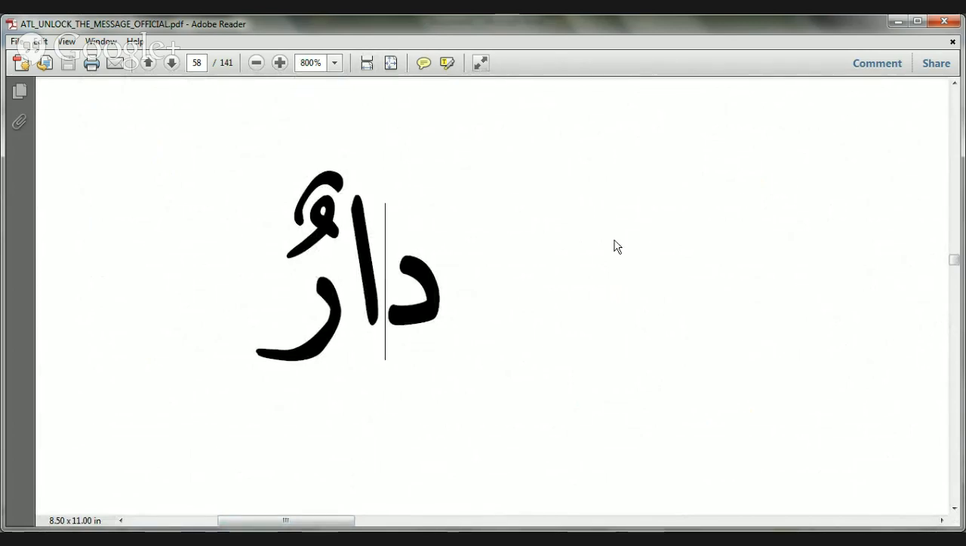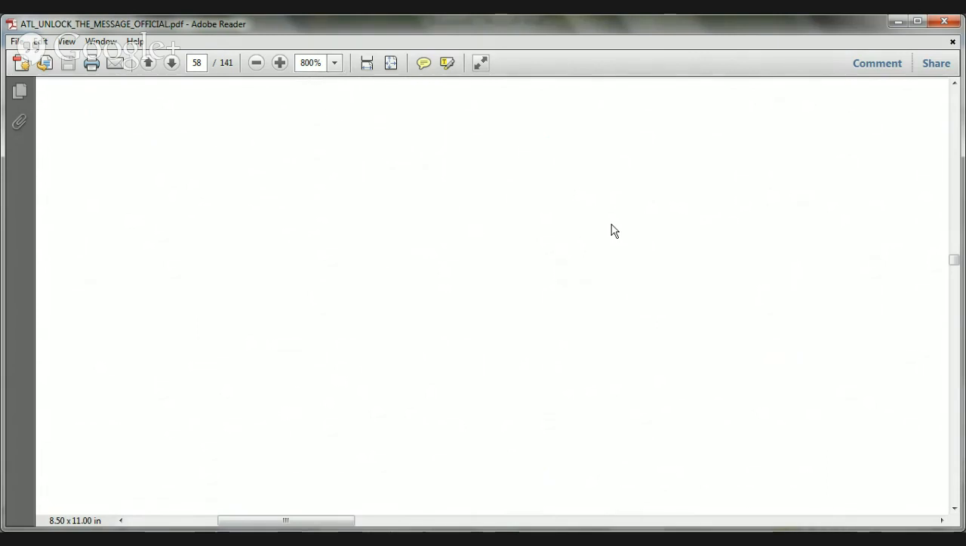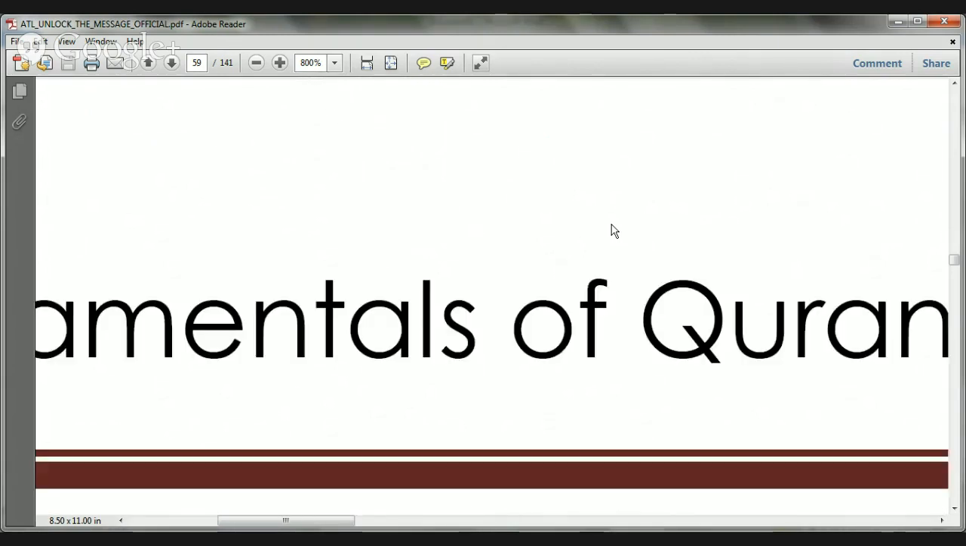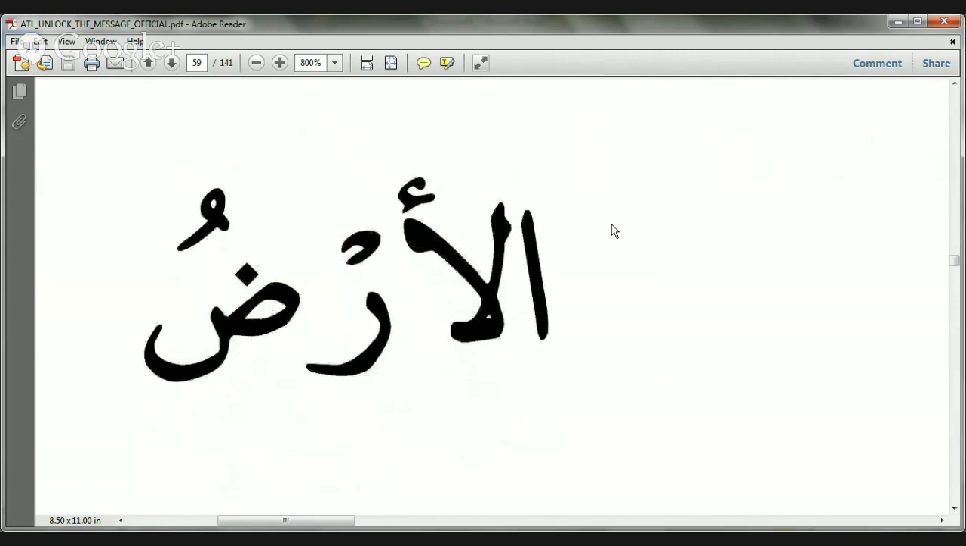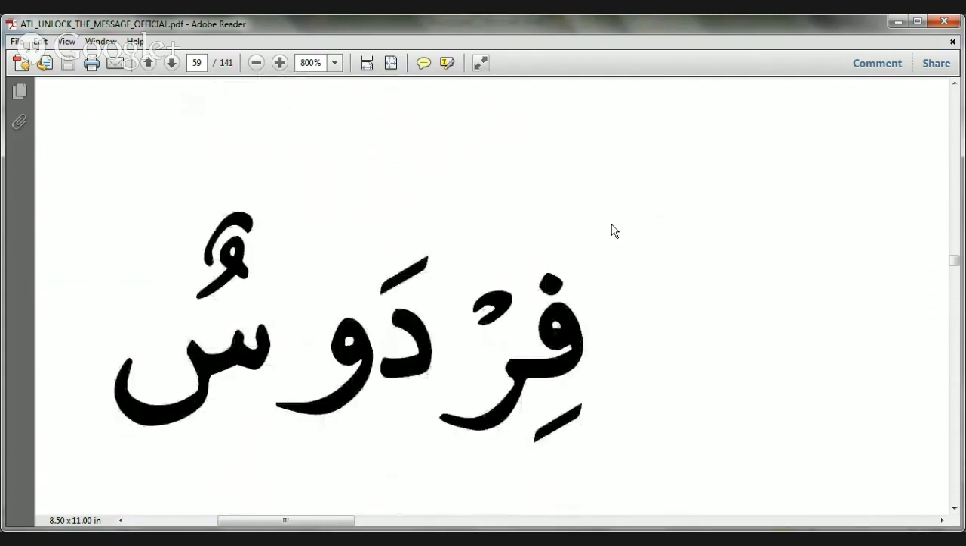Darun. Common. How do I make it proper? Let's add another lam. What would it become? Good. Ad-daru. I know why you guys are laughing. Al-ardu. Proper. Good. How do I make it common? Ardun. Good. Safun. As-saqfu. Good. Firdausun. Al-firdausu. Right? Jannatul firdaus. Al-firdaus.